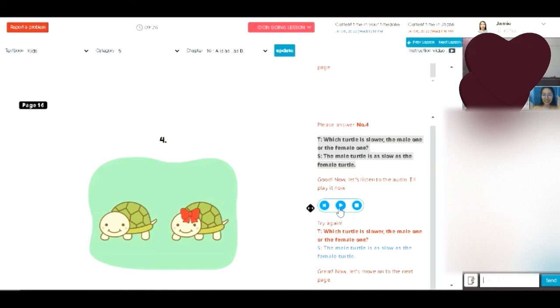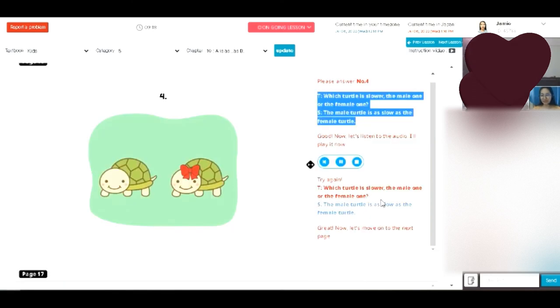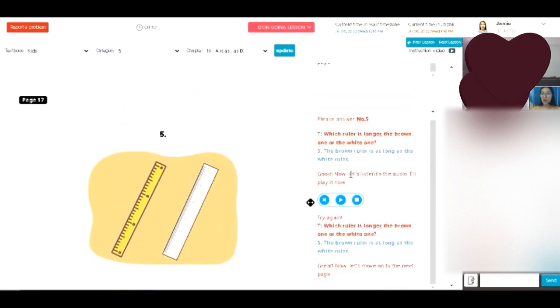Okay, let's listen to the audio. Which turtle is slower, the male one or the female one? The male turtle is as slow as the female turtle. Okay, let's move on to number 5. Which ruler is longer, the brown one or the white one?